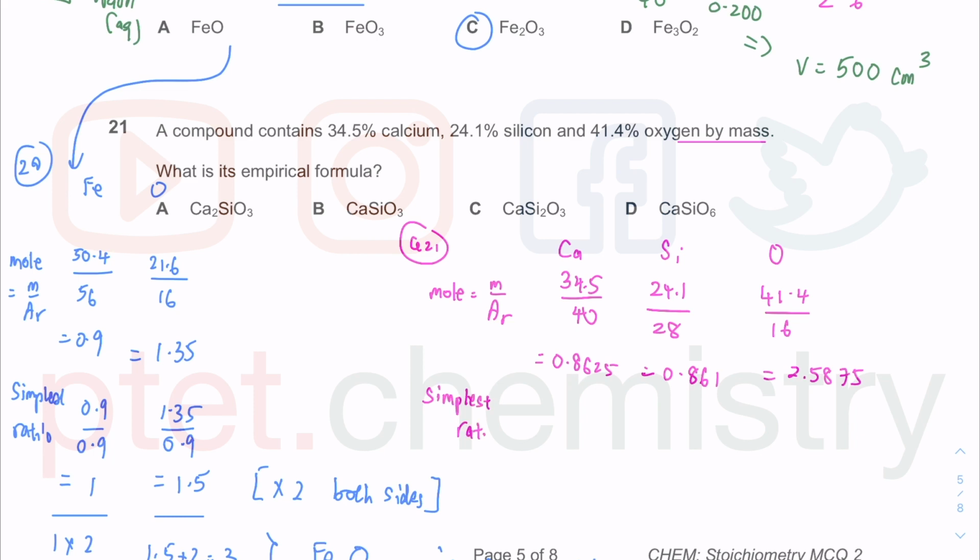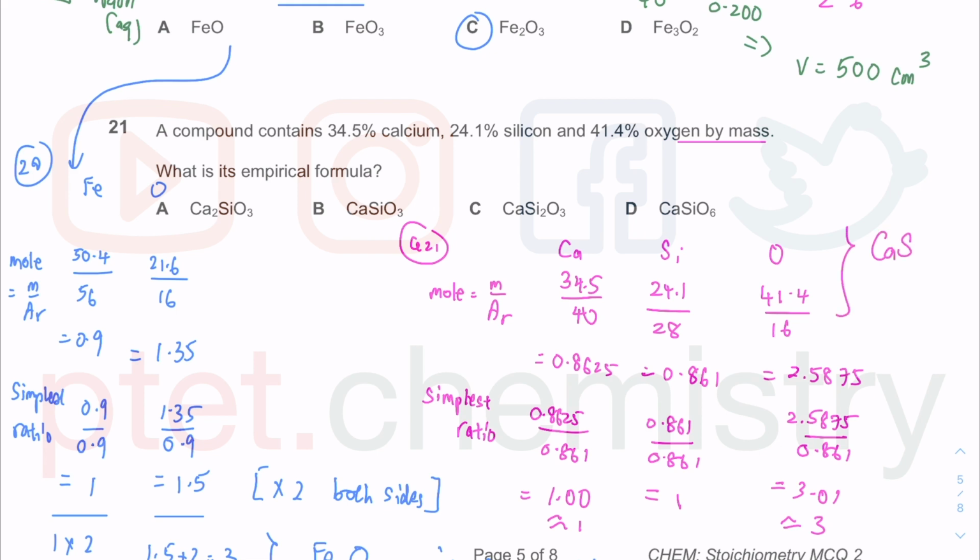You want the simplest ratio of atoms. That is your definition. If it is your definition, you would have to act on the definition. 0.861 is the smallest number, so I divide by 0.861 throughout. This divided by itself is 1. 0.8625 divided by 0.861 should be very close to 1, so there's just 1 there. 2.5875 divided by 0.861 gives me 3.01, give or take, 3. So what can I say? Calcium 1, silicon 1, oxygen 3, CaSiO3.